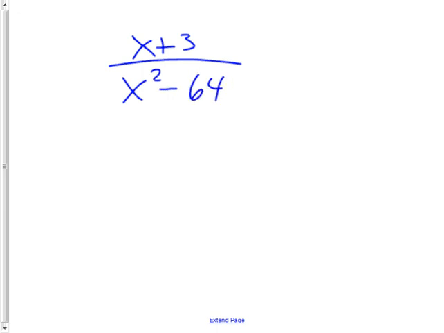So let's do another one where you have to actually factor the bottom. Because remember how I was saying that if you can factor it, you should. Factor the bottom part. And then tell me what the two vertical asymptotes are at.